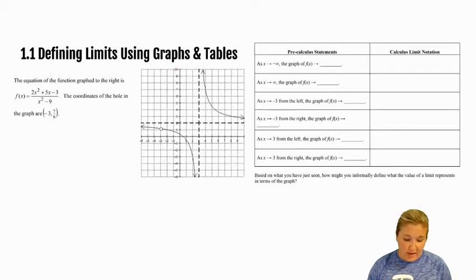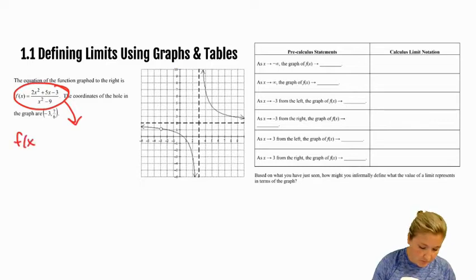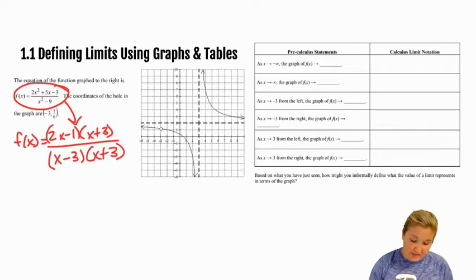So here we have a graph of f of x is equal to 2x squared plus 5x minus 3 all over x squared minus 9. You can also see that there is a hole at negative 3, 7/6. So just a real quick note on that. The top can be factored to be 2x minus 1 times x plus 3. And then the bottom is a difference of squares, so that's x minus 3 times x plus 3. And you can see that they have a common factor, and those divide out.